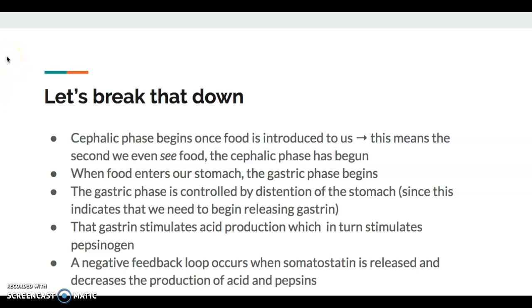So the diagram is essentially showing us that the cephalic phase begins once food is introduced. Whether we see it, smell it, taste it, the cephalic phase is beginning. When food enters our stomach, the stomach is distended and the gastric phase begins. The gastric phase is controlled by distension of the stomach. The distension of the stomach is an indication that we need to start releasing gastrin. That gastrin stimulates acid production, which in turn stimulates pepsinogen. And a negative feedback loop occurs when somatostatin is released and decreases the production of acid and pepsins.